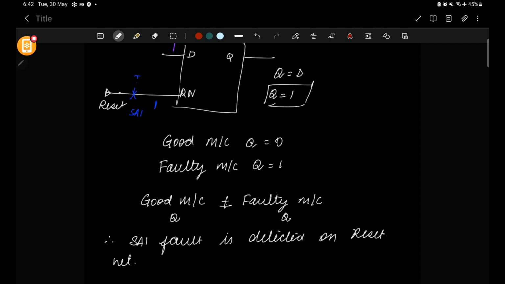So that is why, in order to detect all the faults on the reset net, that is, in order to gain higher coverage, we are declaring the reset as a clock instead of a pin constraint. Okay.